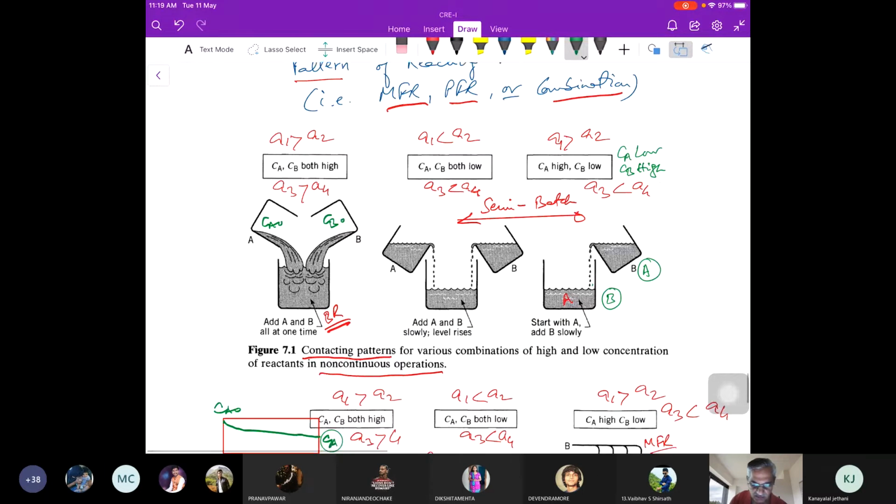Right? So if A1 is less than A2, that means we need to have low CA, and if A3 is less than A4, we need to have low CB. So both have to be low. In this case, we add A and B slowly. So this is CA naught, CB naught. जितना ऐड करेंगे यहाँ पर वो रिएक्ट हो जाएगा, right? So concentration will not build up in the reactor.